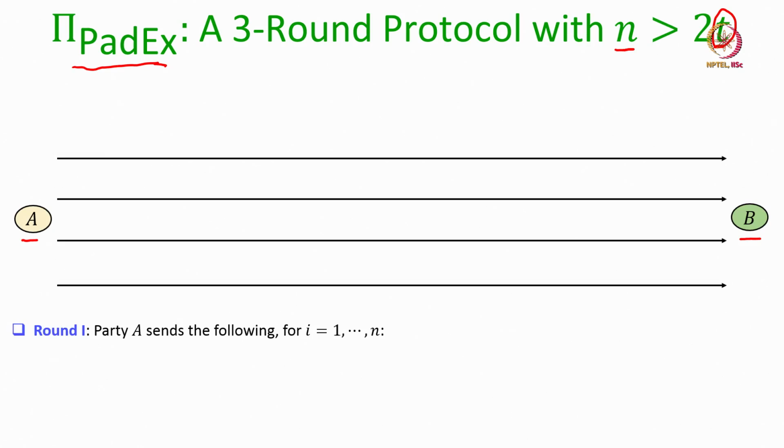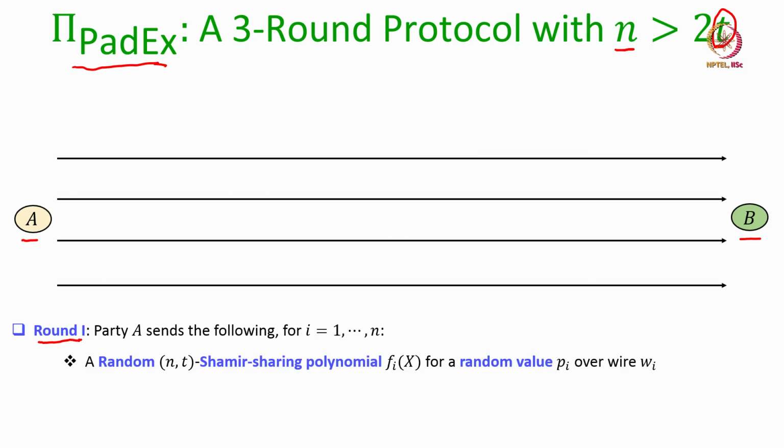To achieve this goal, during the first round, party A computes and sends the following over the different wires to the party B. Since this is a 3 round protocol, there will be round 1, round 2 and round 3. This is what happens during round 1. Over the ith wire Wi, party A does the following: it picks a random value Pi from the field, and corresponding to that it picks a random t degree Shamir sharing polynomial fi of x.